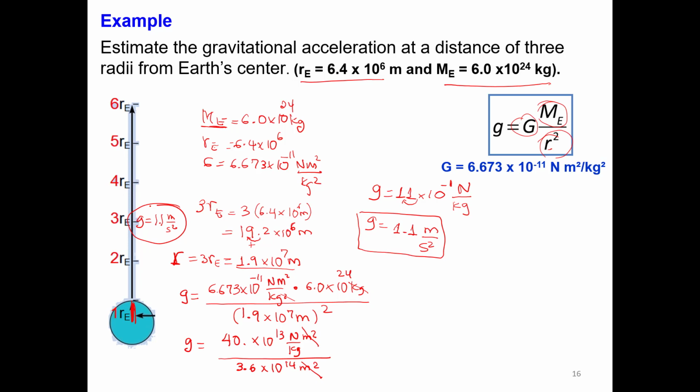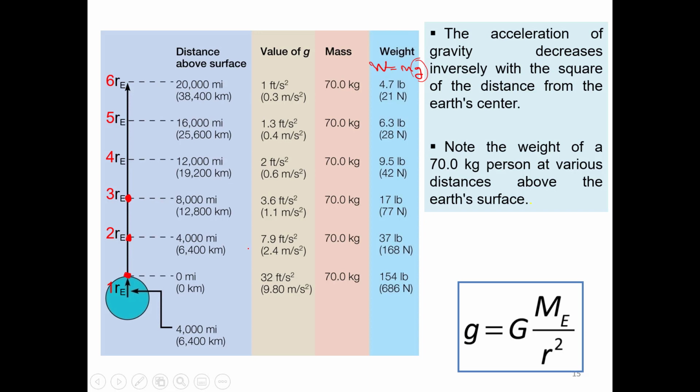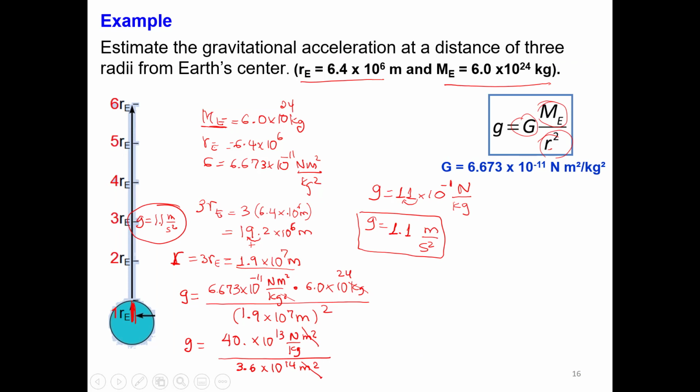Yes. Then let me write this one better. This is 1.1. And this is the answer we expected. Here, 3 times the radius of the Earth, the G value of this distance is 1.1 meters per second squared. This is one way you can solve.